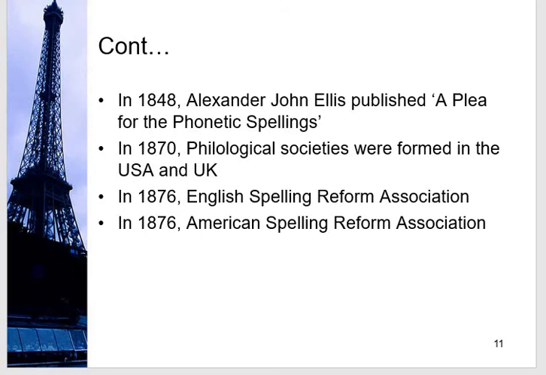Why do they use phonetic spellings? English's 26 letters are insufficient to represent different sounds. Sounds are more and letters are fewer. Suppose there are 26 letters and 44 phonetic symbols. So 44 phonetic symbols are used to cover the whole sound system of the English language. In 1870, philological societies were formed in the USA and UK. In 1876, the English Spelling Reform Association was established, and in the same year, the American Spelling Reform Association was also established. These associations worked a lot to simplify the English language.